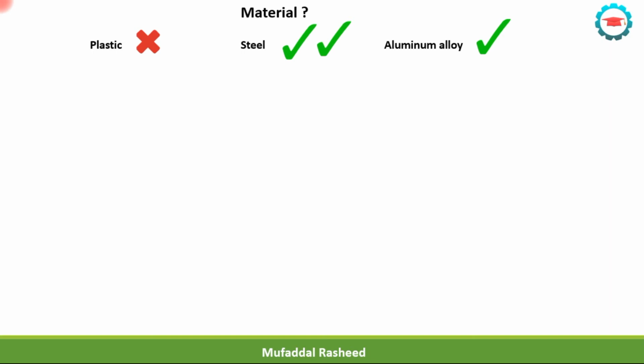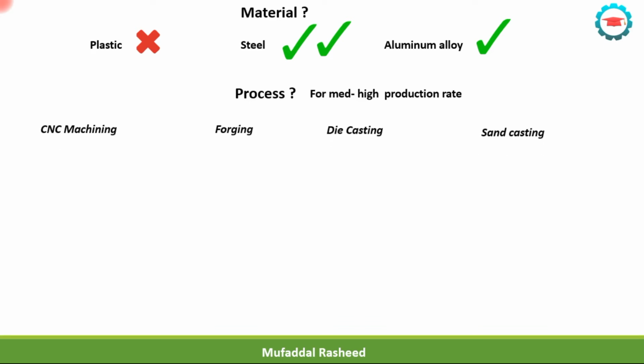So if we are deciding the process for this kind of a part, let's say it's for a medium to high production rate, and the candidate processes up for selection are CNC machining, forging, die casting and sand casting. So by looking at the part, we can make out that the most apt process for this will be machining. Forging is not the apt process because after forging you again need to machine the parts, and similar is the case for the other two. So there is excessive processing cost involved with all the three.